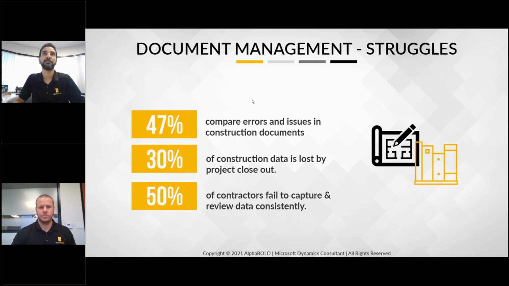I'll talk about that, but before that, 47% compare errors and issues in construction documents. These errors and issues are not just because people are making mistakes, but also because there are so many different versions of it. People are storing them on their desktops, they're making changes. There's no single source of truth that you could refer to, and then at the end of it, merging them together, all of that misaligned communication leads to more errors and more issues.